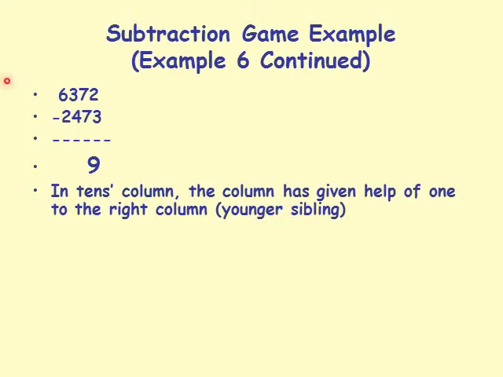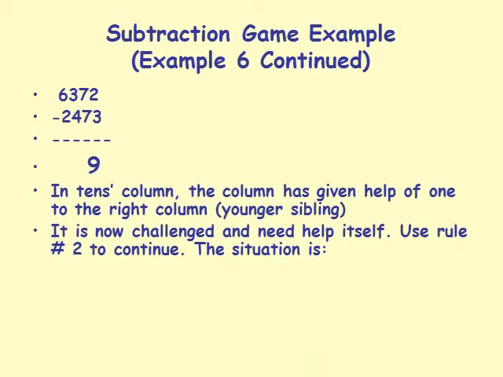In the tens column, it's 7 here, but it has given help to the right, to a younger sibling. So this 7 is in fact only worth 6 now. The situation is challenging. Our player has a 6, the other player is 7. So our player is in a tough situation. What do we do? Rule number 2. After the help, we have a 7 minus 1 for the help given, minus 7 for the challenge, plus 10. And our strategy is to apply the help against the challenge.